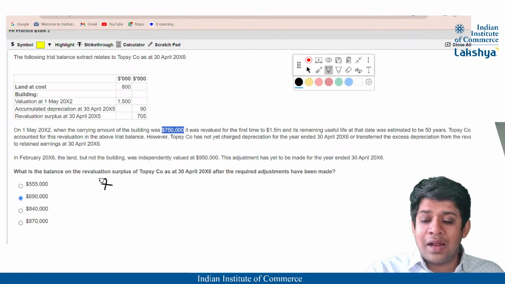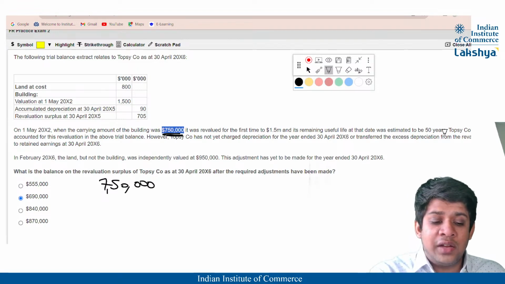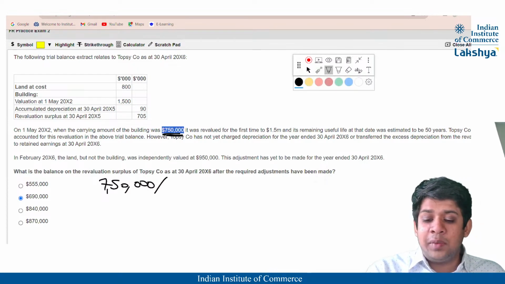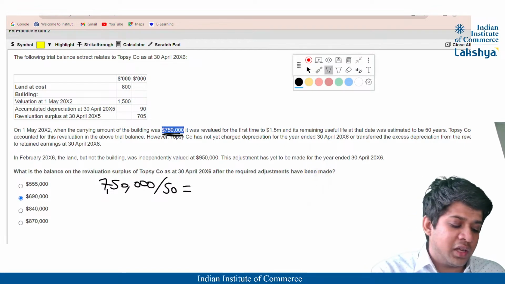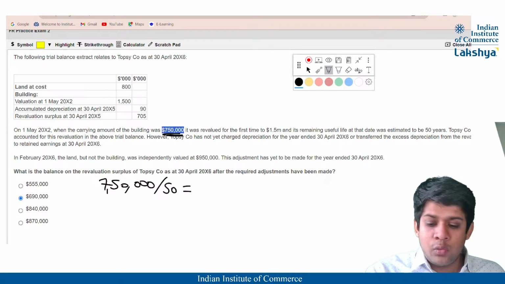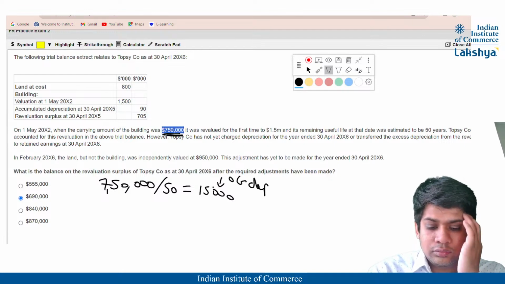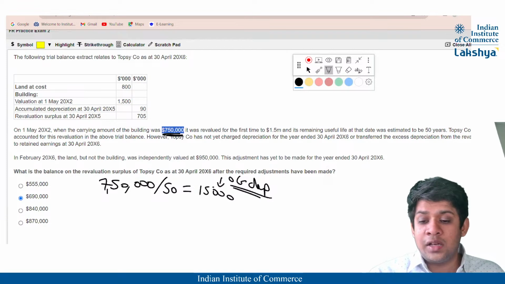So your land's original value is 750, right? You can see here $7,50,000. I'll take it as $7,50,000. And on that date, its remaining useful life, you can see here, was 50 years, correct? Its remaining useful life was 50 years, right? So that means the depreciation that should have been on this asset is 7,50,000 divided by 50 years, which is 15,000, correct? This is the original depreciation, right?